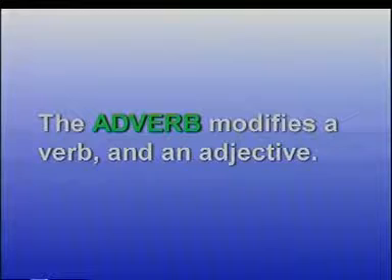The adverb modifies a verb and an adjective.